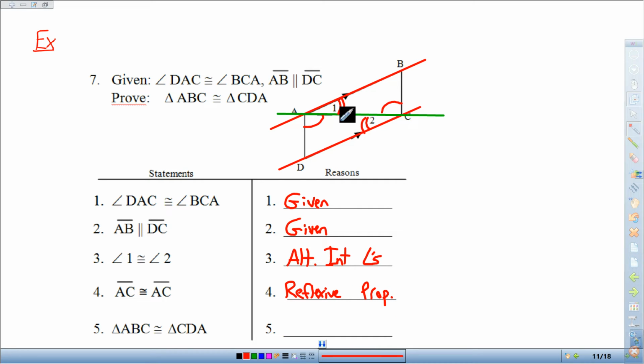Okay, and let's show that on our triangles. Okay, last thing, now we can say our triangles are congruent. And if you guys notice the information, we have an angle, a side, and an angle.